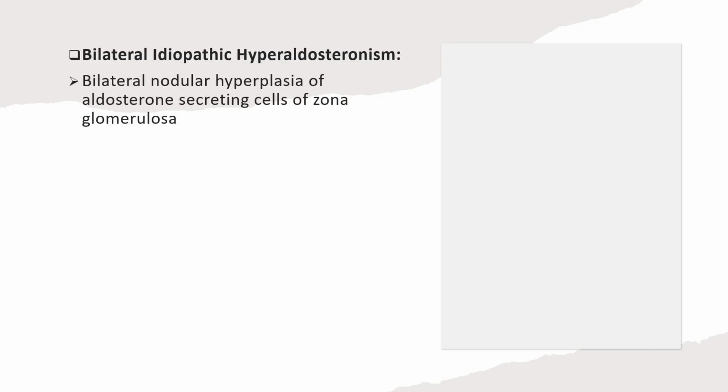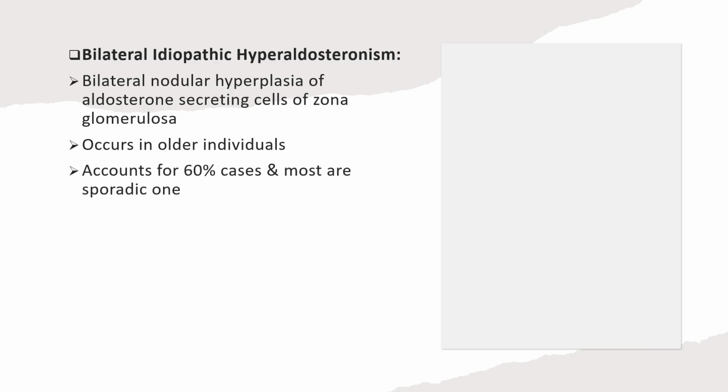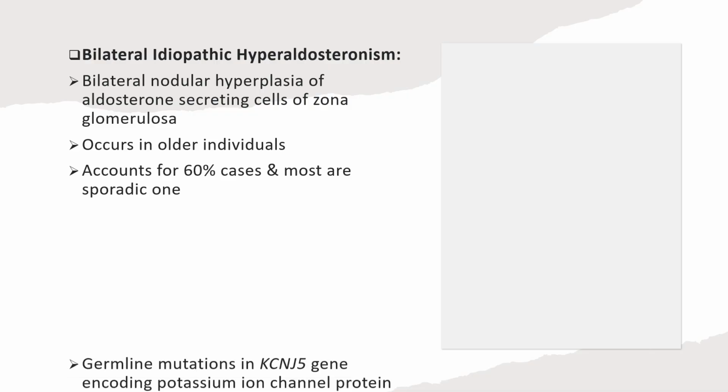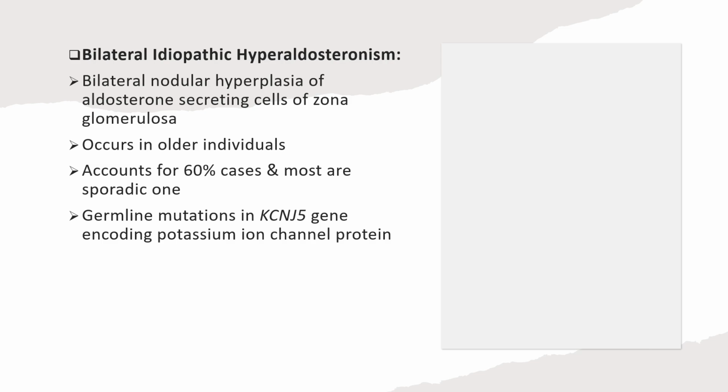Here there is bilateral nodular hyperplasia of the aldosterone secreting cells of the zona glomerulosa, and this occurs in mainly older individuals, and that accounts for 60% cases, and most are sporadic one, that is that has no relation with the familial hereditary. And also there is germline mutation in KCNJ5 gene, which encode for the potassium ion channel protein, that is GIRK4, which we see in later part.